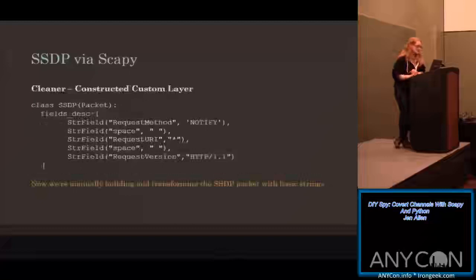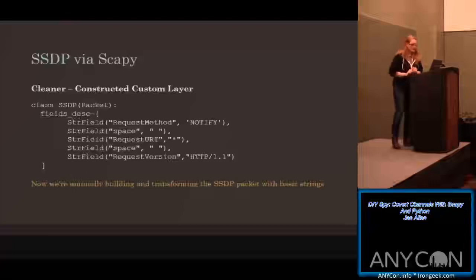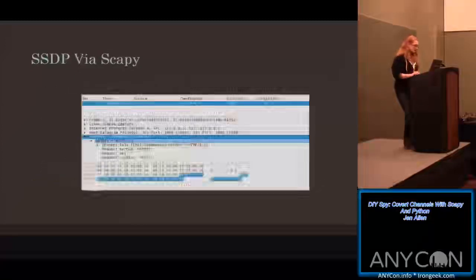You can create a cleaner constructed custom layer, and this is where Scapy gets really cool. You can actually create a class with the packets that you want to use. So here I'm doing almost the same thing. I'm basically building out the fields in an SSDP packet, and this is just a concatenated version. This is the minimum header that you would need for a packet sniffer to pick this up as SSDP. So I've got the fields, and I'm just using string fields for request method. I'm even adding spaces in manually. This is very simple, and that will also get picked up as SSDP. And here's that exact packet thrown onto the network.